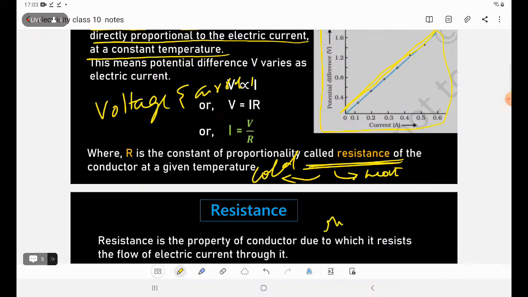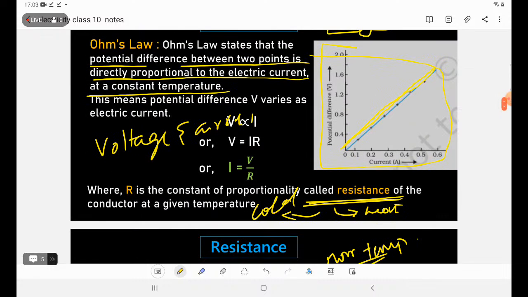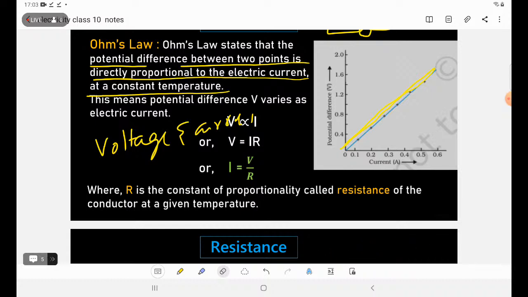So with constant temperature, in room temperature basically, the voltage of that conductor is directly proportional to the current that is passing through it. If voltage increases, the amount of current that is passing will also increase. If the voltage is decreasing, the amount of the current that is passing through this conductor will also decrease. Hope you have understood now.